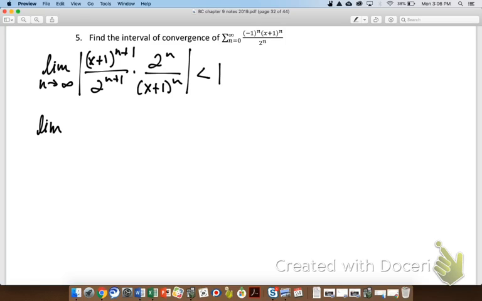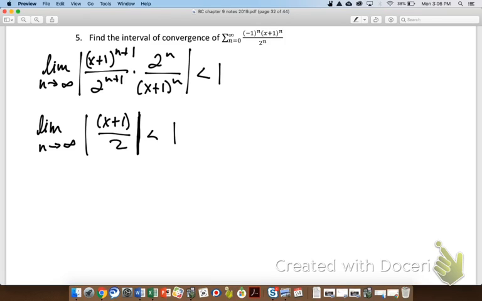So let's see here. Let's get a radius of convergence first. So we've got x plus 1 times 2 to the n. Or sorry, it would just be times 2. Yeah, how about over 2? There we go.